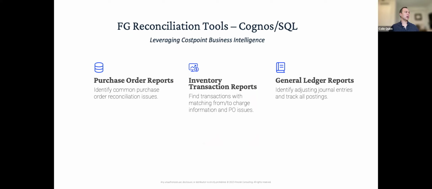And last but not least, we have our finished goods reconciliation tools. So again, that's going to be Cognos and SQL, and we can leverage Costpoint Business Intelligence. And the first one we have on here is our purchase order reports, right? So the purpose of those is to identify the common purchase order reconciliation issues.